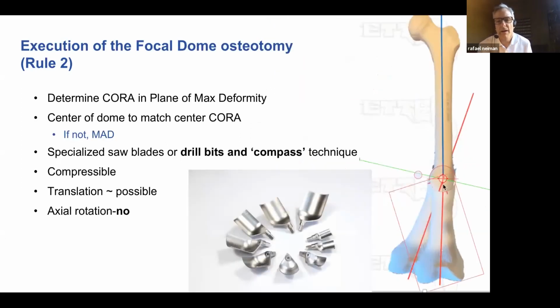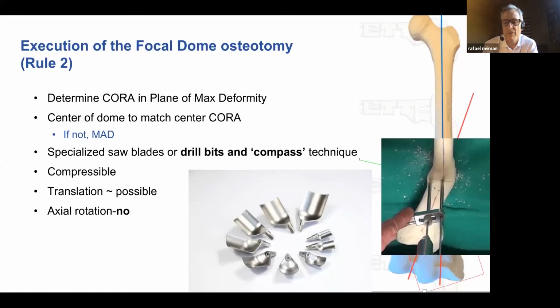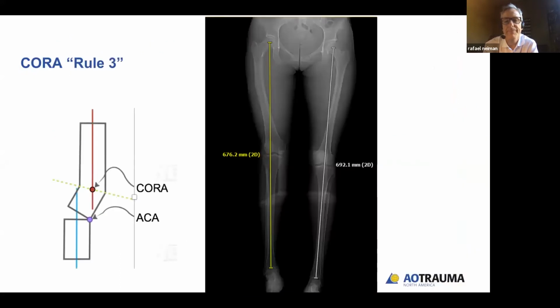I talked about another rule where if you're spinning your ACAs through the CORA, if your cut is below or above the CORA, you can still get collinear realignment or angular correction without any translation. And one application of that, which we illustrated, was the use of the focal dome. And we showed a technique for achieving that. It has limitations, like you can't really do much translation unless it's in the direction of that focal dome.